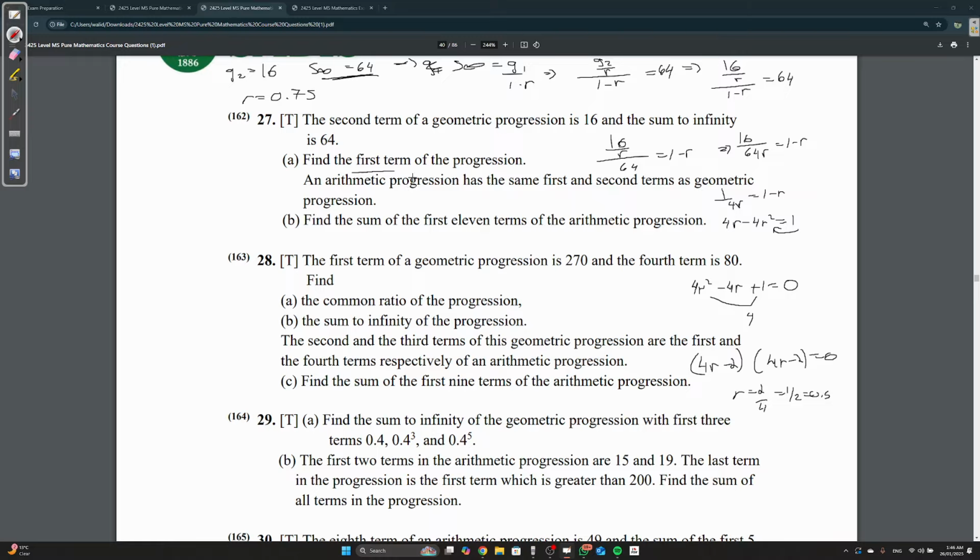So we want the first term. We know that the first term is just g2 over r, right? Obviously g1 is just g2 over r, because g1, g2, g3, g4, g5, obviously g1 is just g2 divided by the ratio that was being multiplied by. So it's going to be 16 over 0.5, so you should get 32.